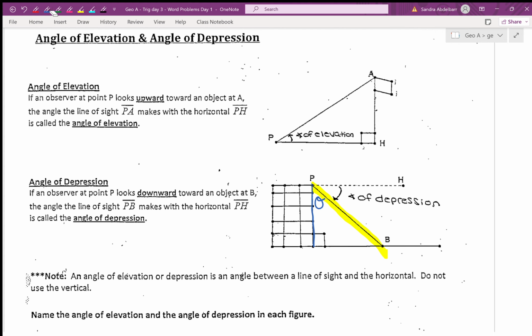No, an angle of depression, similar to an angle of elevation, one of the sides has to be horizontal. Always. There's no exception there. So an angle of depression is one side of the angle looking down and the other side going across horizontally. That is our angle of depression.